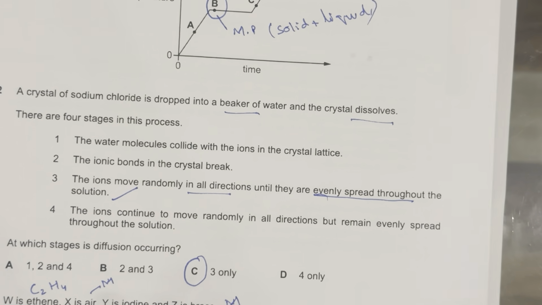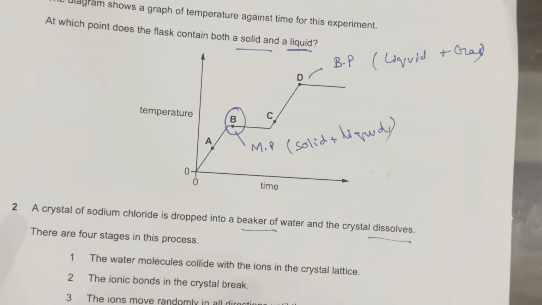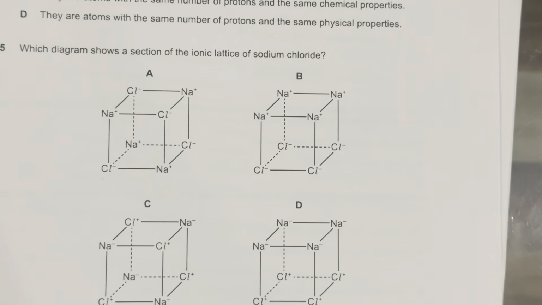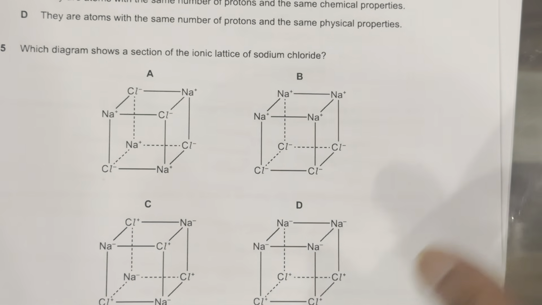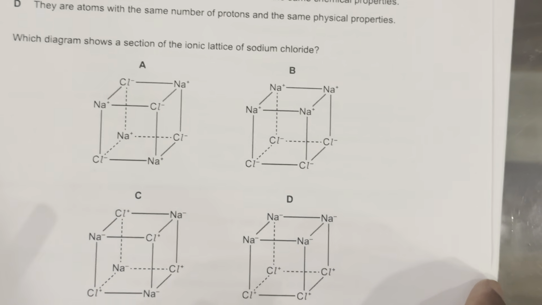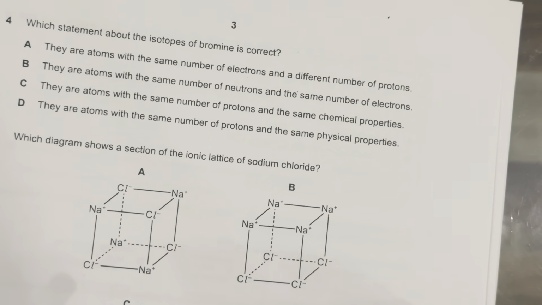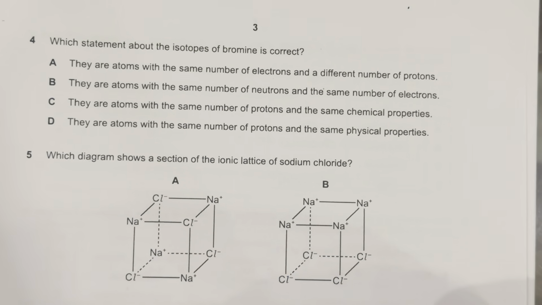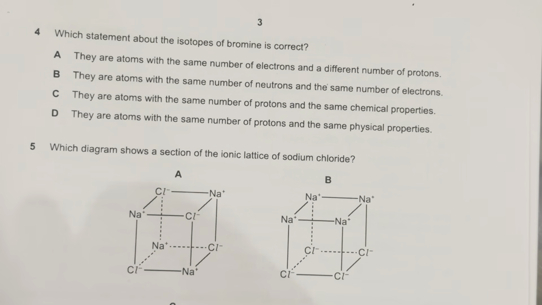Hope that you are getting those answers correctly. Question number 4 is: which statement about the isotopes of bromine is correct? Now you can see the question. This statement about the isotopes of bromine is correct.